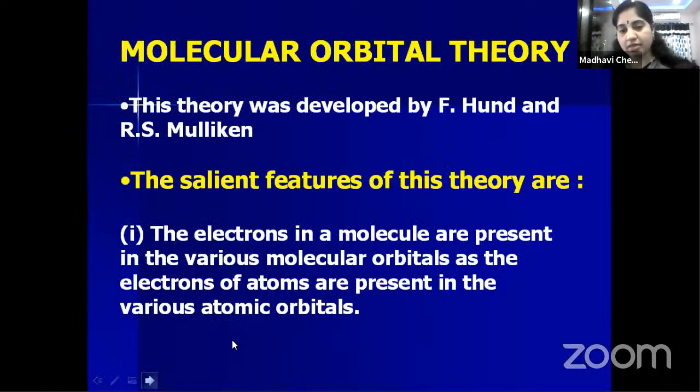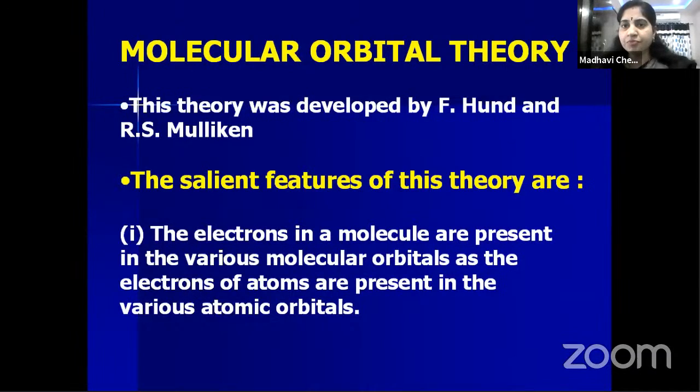Next, coming to another last topic and a very, very important one, that is molecular orbital theory. It was developed by F. Hund and Mulliken. So now let us see the salient features of this theory. Electrons in molecules are present in various molecular orbitals, as the electrons of atoms are present in the various atomic orbitals. We know that children, in atoms, the electrons are present in atomic orbitals. What are atomic orbitals? s orbital, p orbital, d orbital and f orbital, is it not? So in atoms, these electrons are present in atomic orbitals.